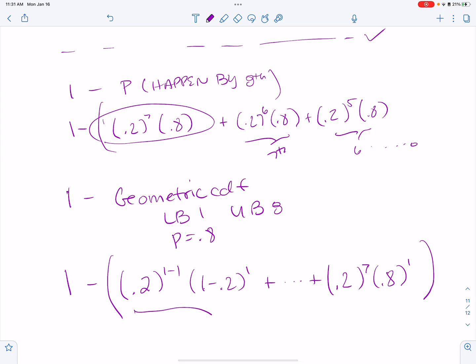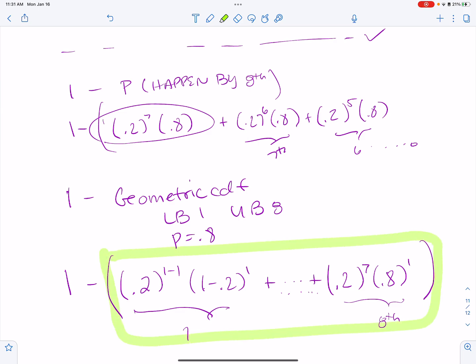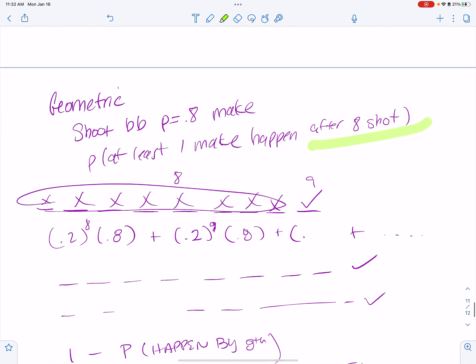What this represents is this happening on the 1st shot, the 2nd shot, the 3rd, the 4th, the 5th, the 6th, the 7th, and this is the 8th shot. So this is the probability of it happening by the 8th shot. So the opposite, 1 minus, is the probability of it happening after the 8th shot. All right, that's the end of this video, and in the next one I'm going to show you some problems.